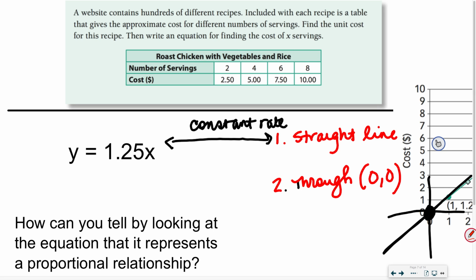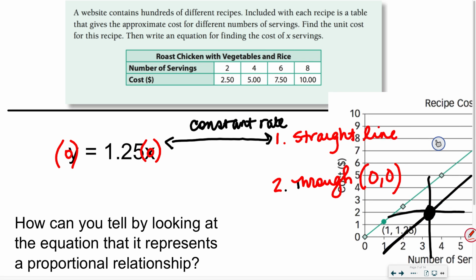And how can I use the equation to prove that? Well, divide everything by... No, what word did you just say? 0. What am I going to do with the 0? Plug in. I can plug it in, I can substitute. If I substitute a 0 in here, what is Y? 0. Right? 1.25 times 0 equals 0. That proves that this is on the line.